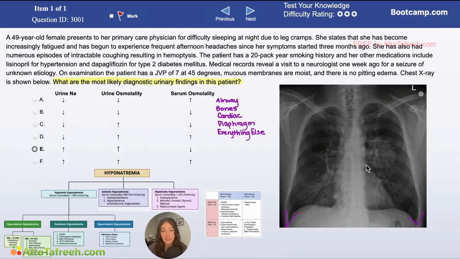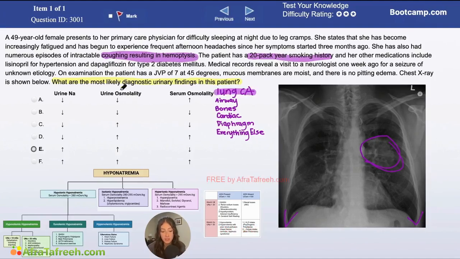And then finally, we'll get to the thing that's been staring you in the face probably the entire time I've been reading this x-ray. You can see right here, we have this giant mass in the lung. And this mass in the lung, coupled with other aspects of the history, like a 20-pack year smoking history, as well as intractable coughing resulting in hemoptysis, should be alerting your spidey senses that we are dealing with a picture of lung cancer.